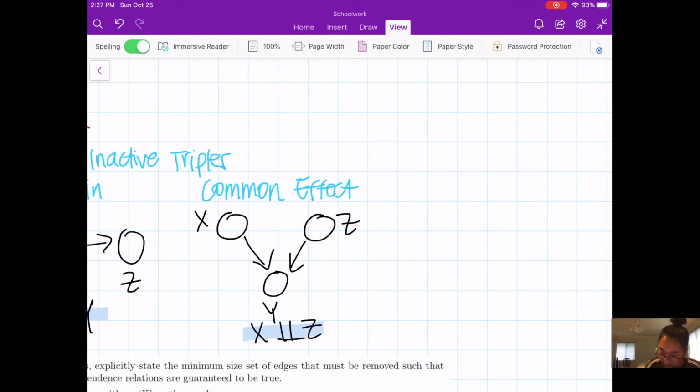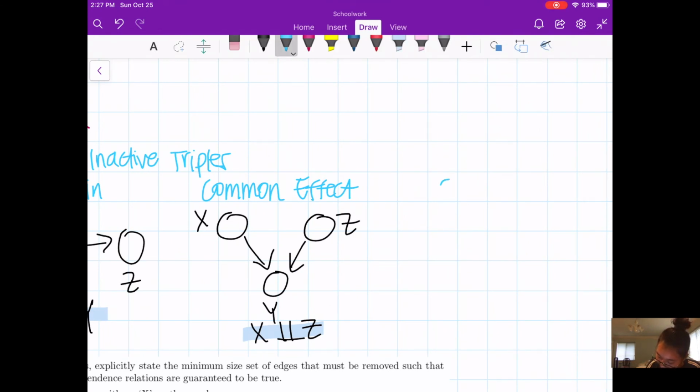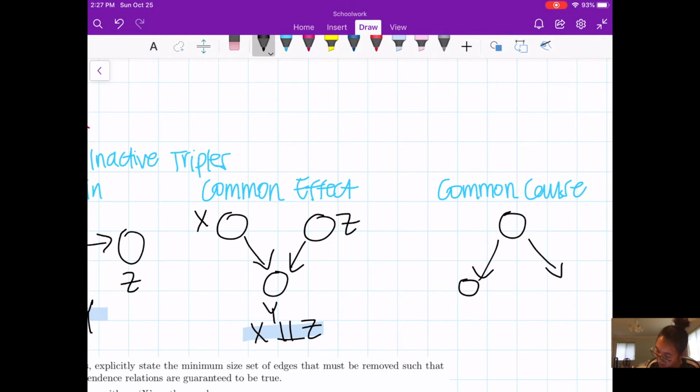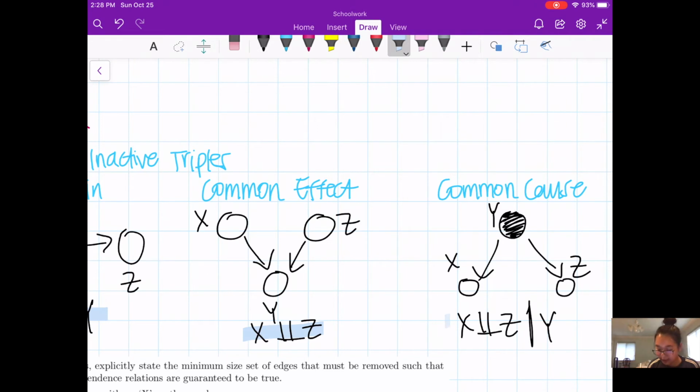And then the last one is what we call the common cause. That would be one node contributing to two different nodes, and then we still have X, Y, and Z. In this case, if the common cause node is known, then we know that X and Z are independent. So X is independent of Z, given that we know what Y is. Otherwise, it will be dependent because it's literally contributing to the same thing.